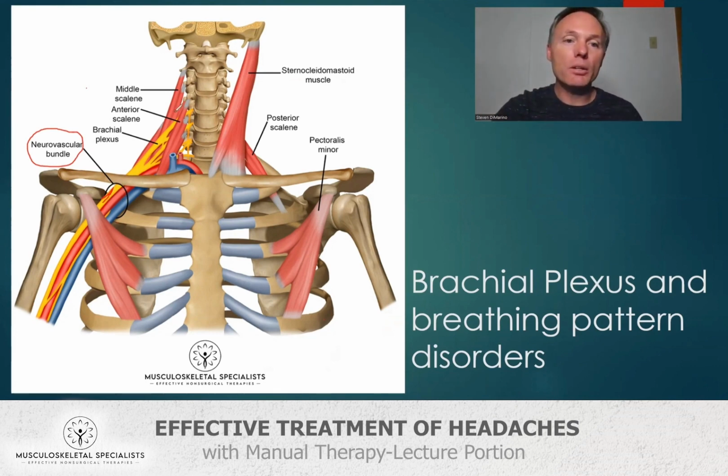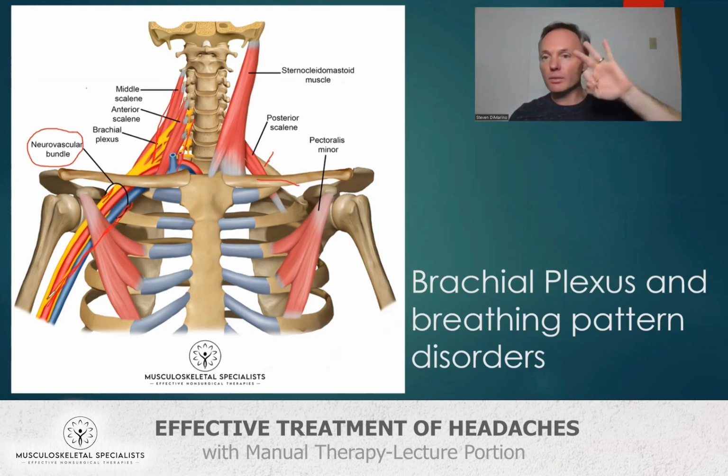And the brachial plexus goes between the scalenes. It goes between the anterior and middle scalene right here. Middle scalene, the anterior scalene, right? It goes between the clavicle and the first rib. You can't see it here, but there's the first rib and the clavicle. It runs through those two, and it runs underneath the pec minor. And so you're overusing these three structures.